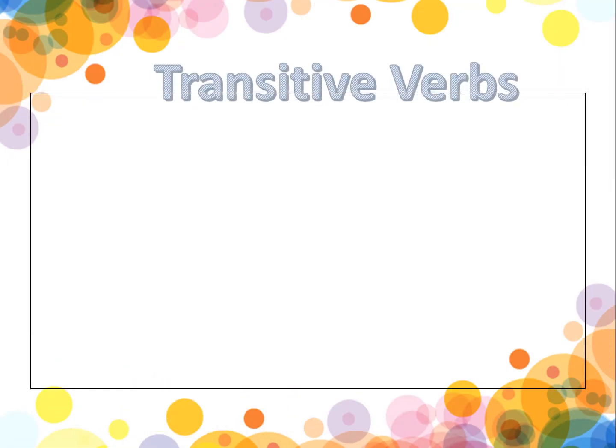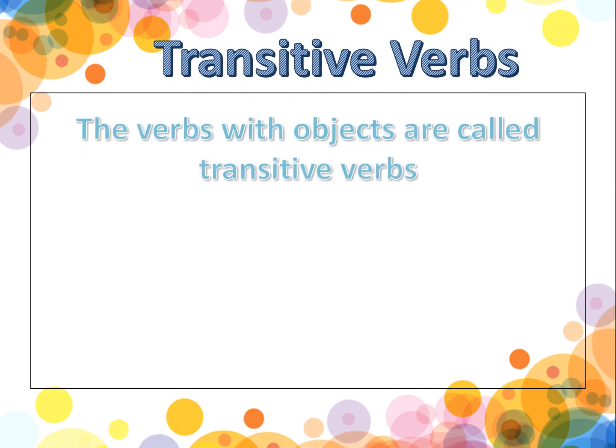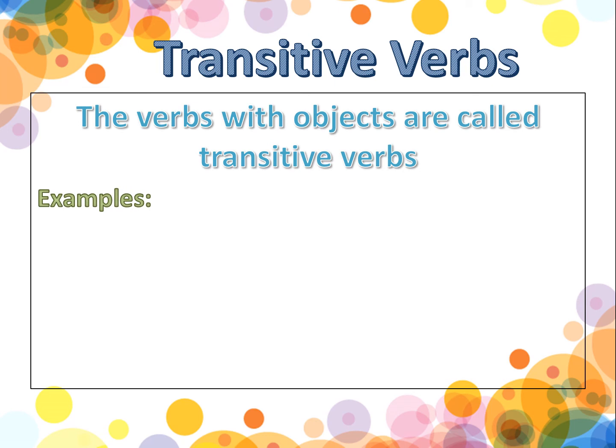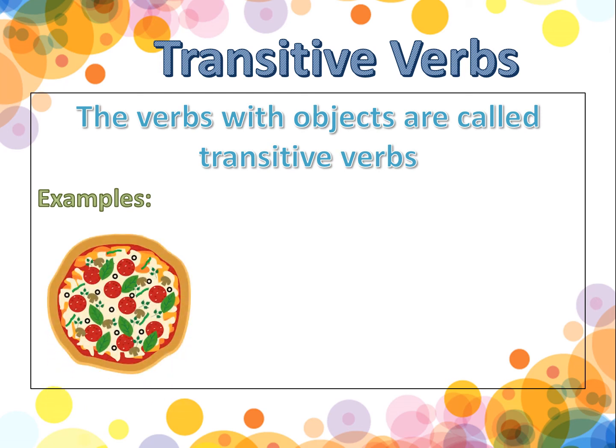The difference is clear. Now we will move forward to transitive verbs and intransitive verbs. Now what are transitive verbs? Verbs with objects are called transitive verbs. For example, let me explain it to you. The verbs which have an object in the sentence are called transitive verbs. For example, I baked pizza. What have I baked? I have baked pizza. I is the subject, baked is the verb, and it has an object, what I have baked, that is pizza. Baked is a transitive verb because it has an object.